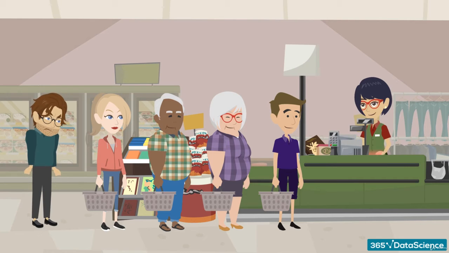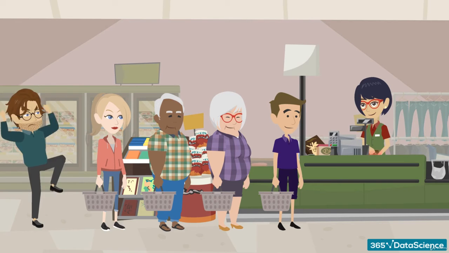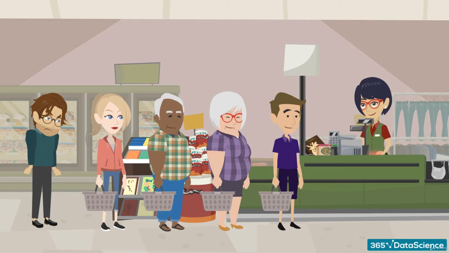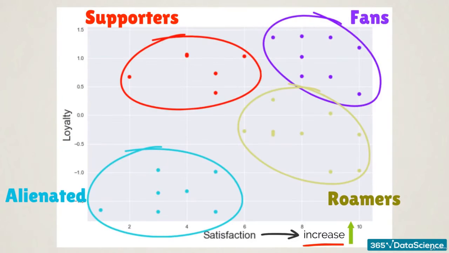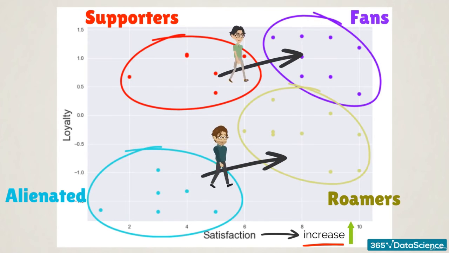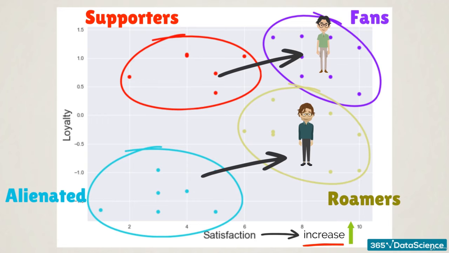I am loyal, but I don't know for how long, as I don't want to spend my time waiting in line. So, if the supporters in our example don't like waiting in long queues to pay, the shop must get more cashiers or optimize the process in some other way. Otherwise, they risk losing them as customers. Note that it is quite possible that by increasing the customer satisfaction, the supporters may transition to fans, but also some people from the alienated cluster may move to the roamers one, as we are addressing the same feature, satisfaction.